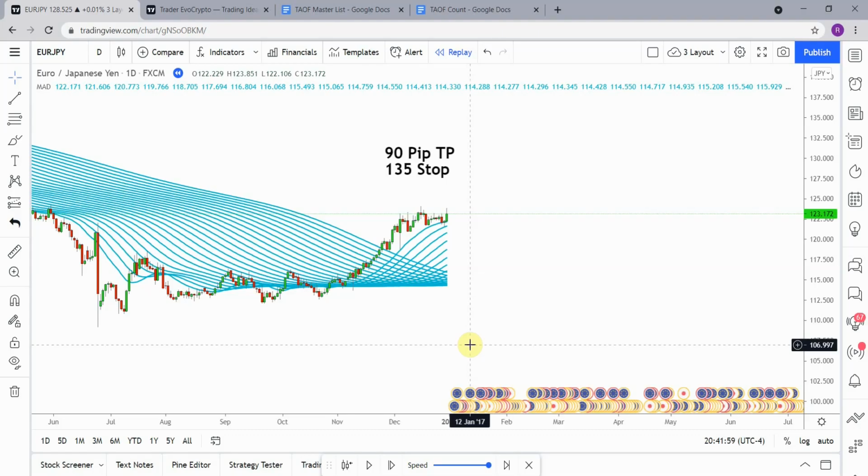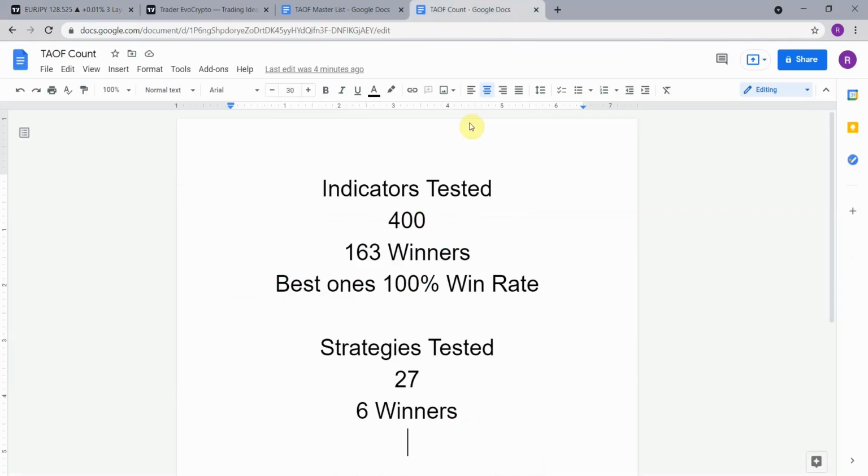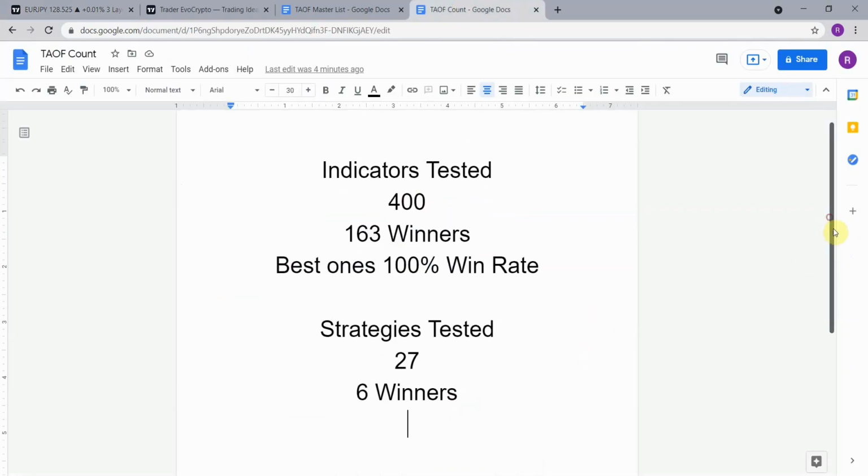Alright, as I said, today we will be testing the moving average doubles indicator. Before we do though, I wanted to put the testing scoreboard up for everyone to see. So to date, we have tested a total of 27 different strategies with a total of 6 winners. We've also tested a total of 400 indicators with a total of 163 winners, which means that they have met or exceeded the 60% win-loss ratio threshold that we have set for them. The best ones so far were able to achieve a 100% win rate.